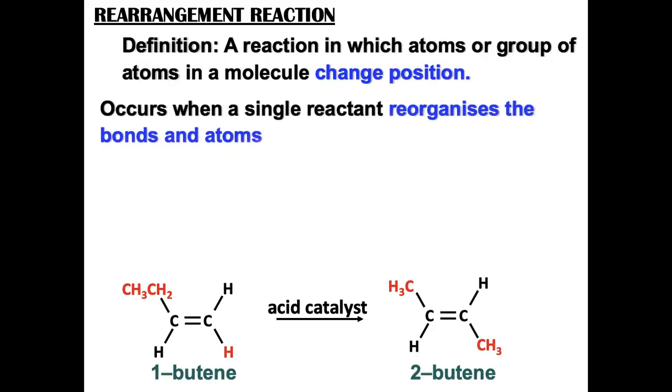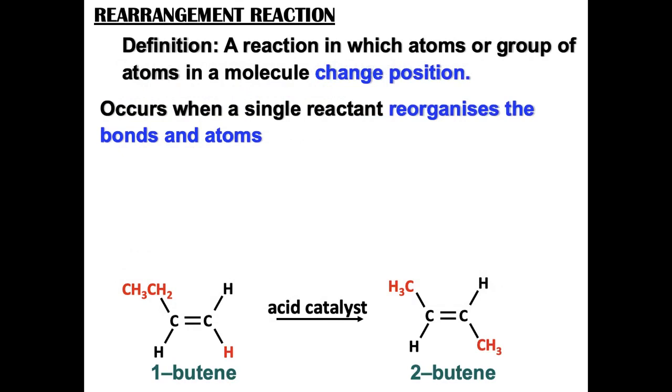The last type of reaction, rearrangement reaction. In a rearrangement reaction, atoms or groups of atoms in a molecule change position. No addition, no substitution, no elimination. Just atoms or groups of atoms change their position. This reaction occurs when a single reactant reorganizes the bonds and atoms.